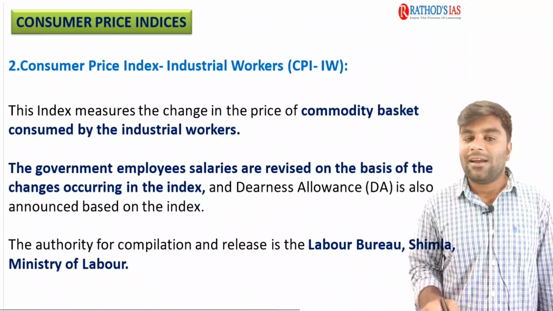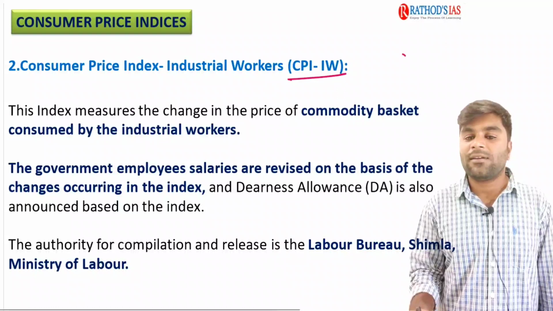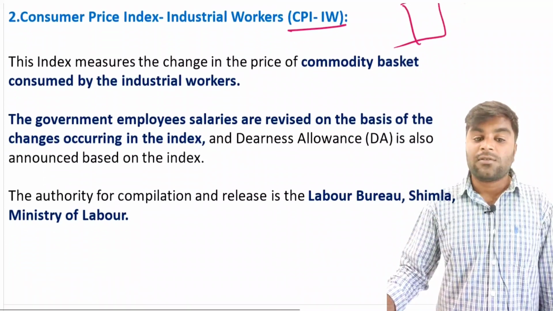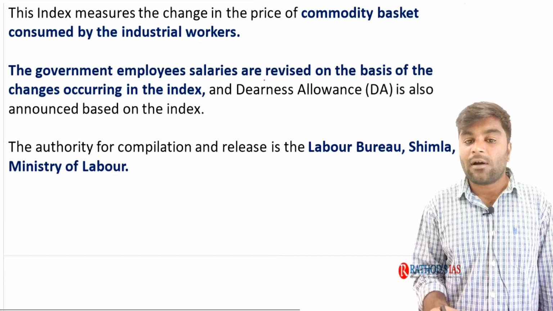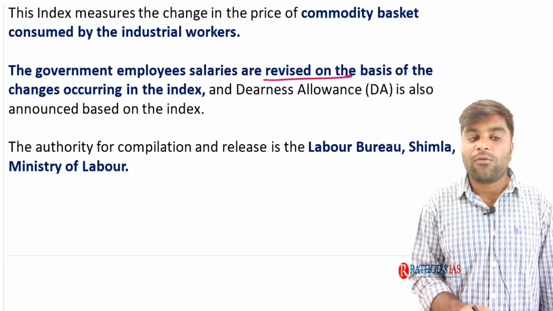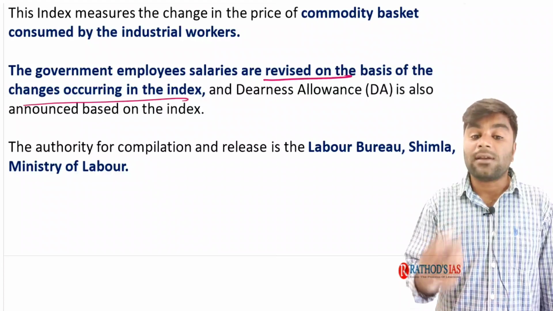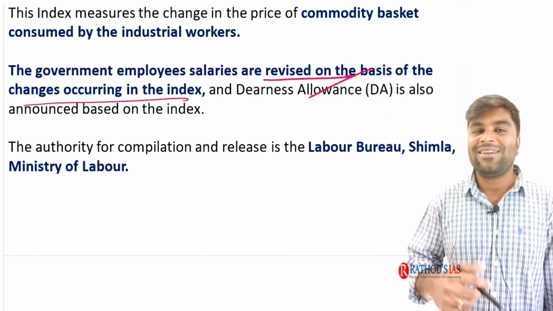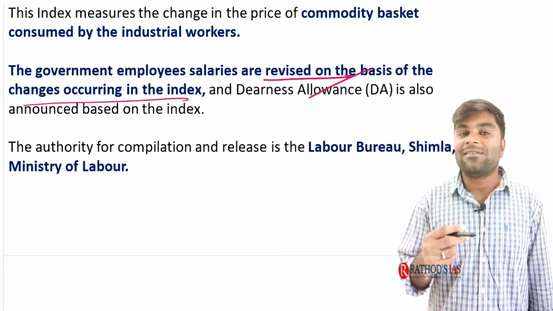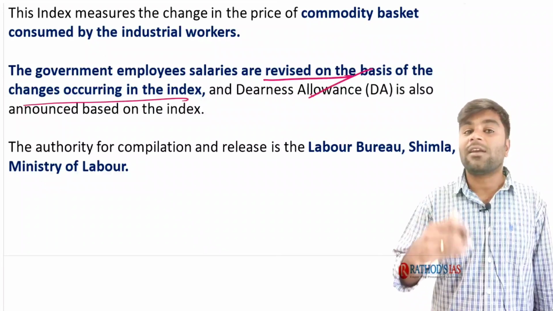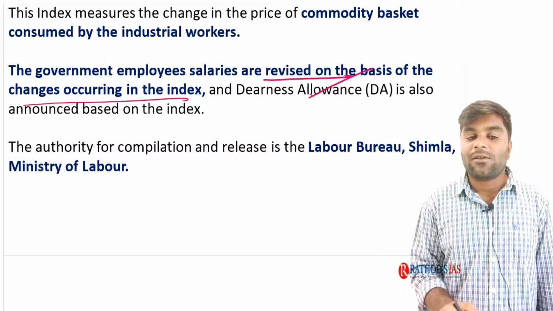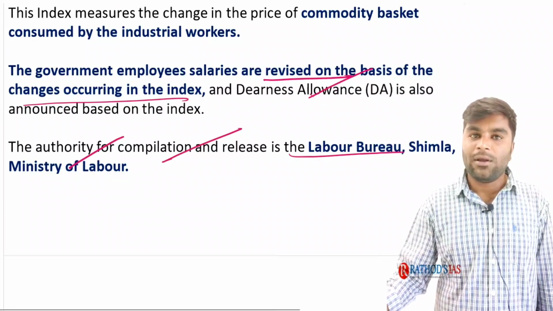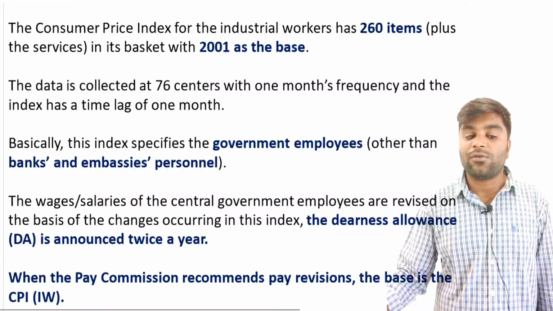Next, as I said, this consumer price index is all about some basket of goods and services. The government employees' salaries are revised on the basis of the changes occurring in this index only. The dearness allowance is provided to them, and you need to comment what about the same kind of incentive given to the pensioners in case of inflation. The authority for the compilation is the Labour Bureau, Shimla, under the Ministry of Labour. I hope these facts are very much important and just try to remember.